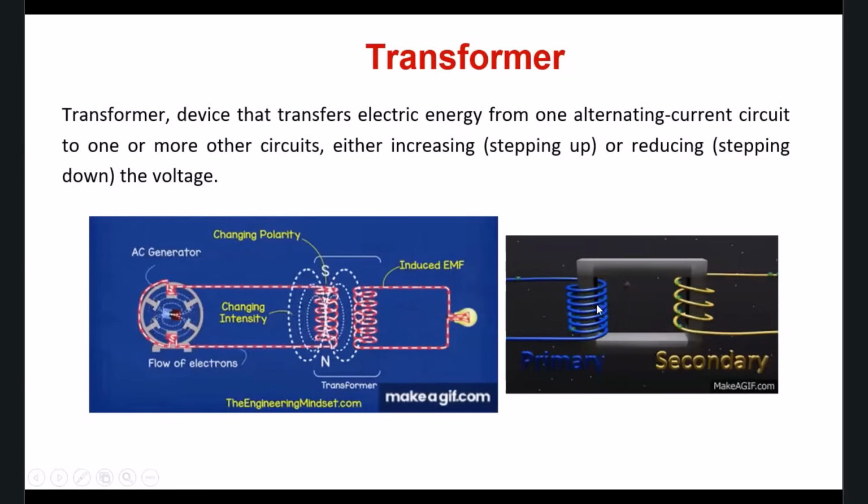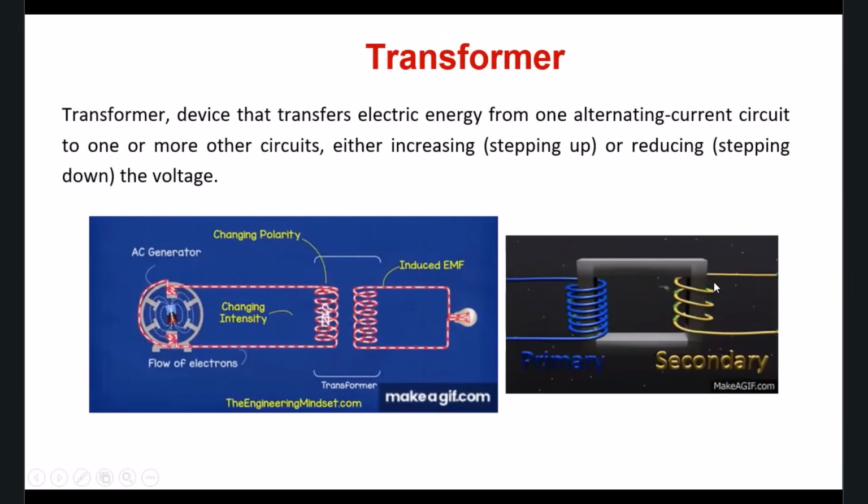You can see the second diagram here. The place where the AC generator is connected, where the coils are available, is considered the primary winding. The second part, where the current automatically starts flowing due to the induced EMF, electromotive force, is called the secondary winding.